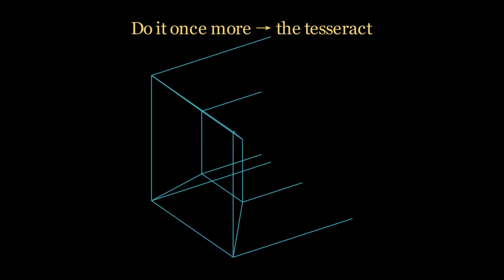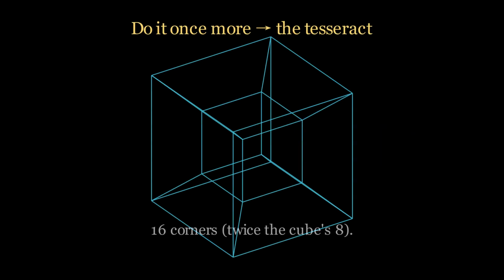Take the cube and drag it into a 4th direction, a direction that is perpendicular to length, width, and height all at once. Connect every corner of the first cube to the matching corner of the second. That object is the tesseract. It has 16 corners, twice the cube's 8, and it's a perfectly logical shape. The only problem is that the 4th direction doesn't exist in our world, so we can't actually drag anything into it. But we don't need to, we just need the shadow.